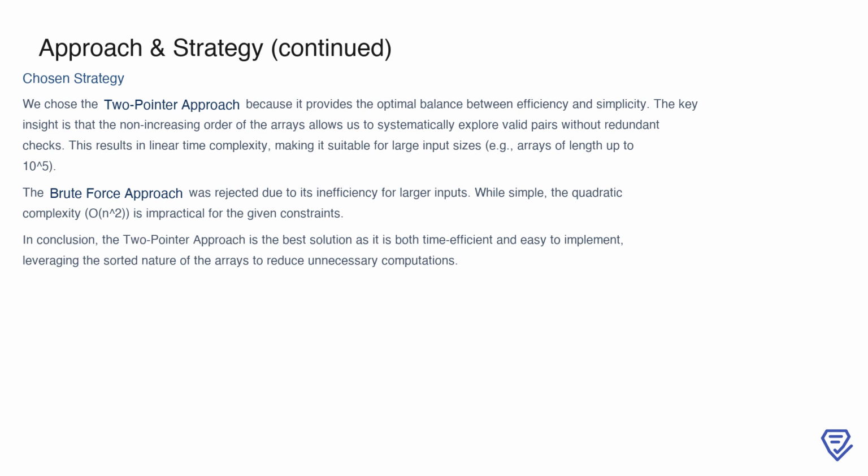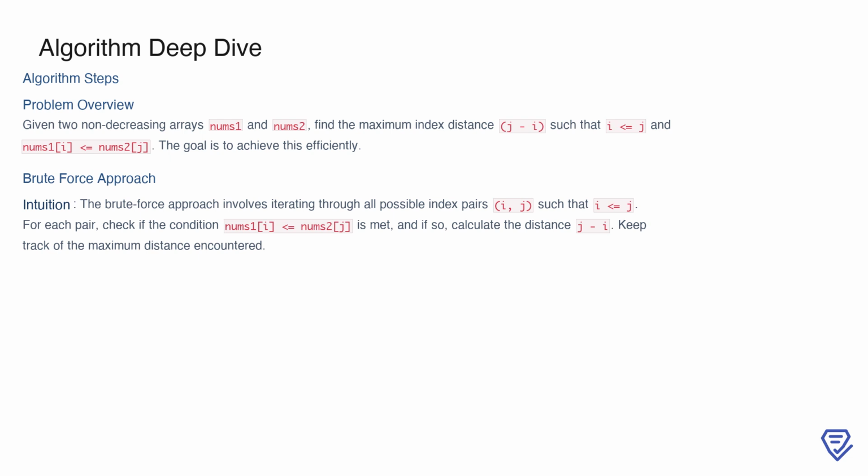In this problem, we are given two non-decreasing arrays, nums1 and nums2. Our task is to find the maximum index difference, defined as j - i, where i is less than or equal to j, and the value at nums1[i] is less than or equal to the value at nums2[j]. The challenge is to solve this efficiently, leveraging the sorted nature of the arrays.